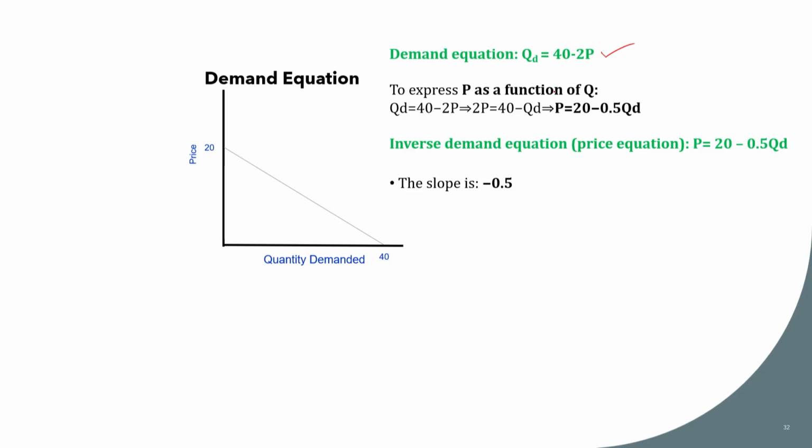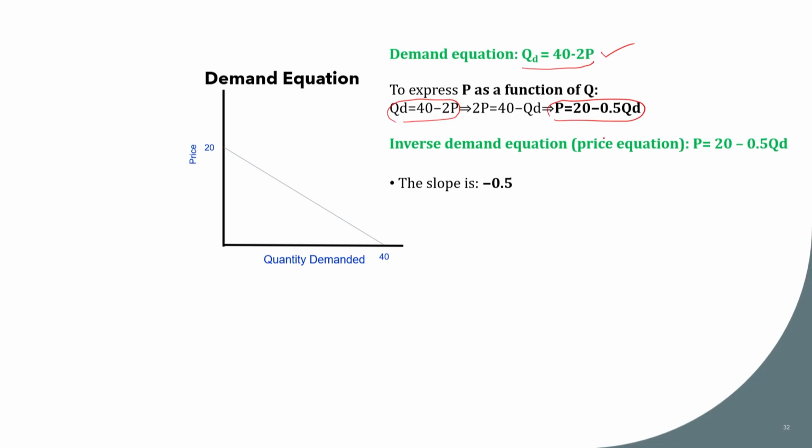That means P as a function of Q, because here we wrote Q as a function of P, but you can also express it as P as a function of Q, which can be done by rearranging this one, and this would lead to P is equal to 20 minus 0.5 QD. So that is the inverse demand function.